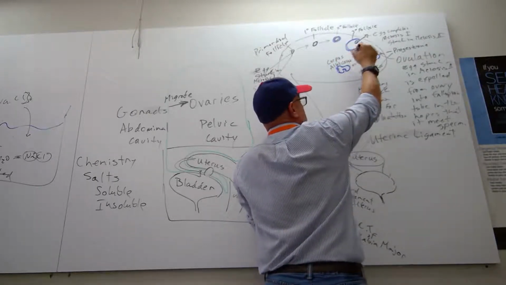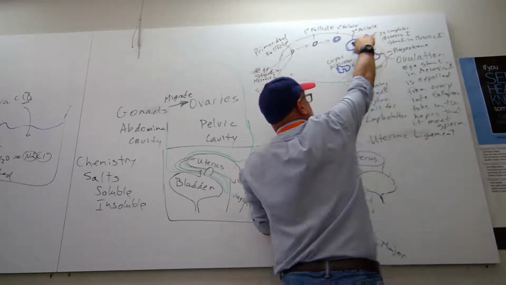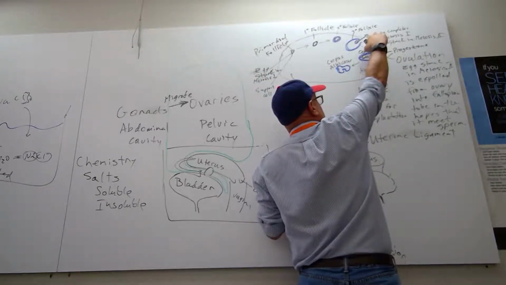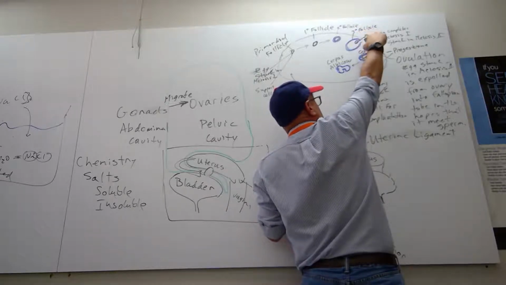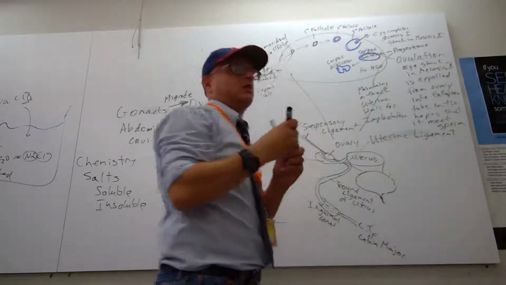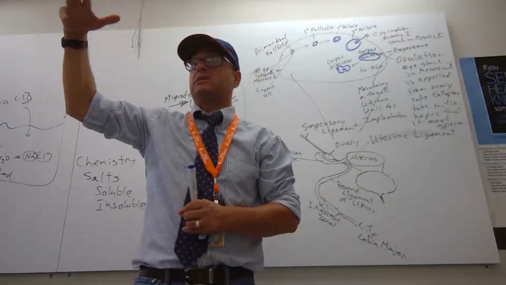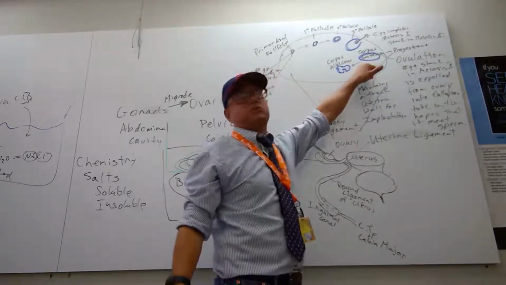albicans. Now there is one in between called the corpus hemorrhagicum, which is where there's a little bit of blood clotting occurring because of the broken uterine wall along with the tertiary follicle. I didn't write that in there, but it's there. Once it becomes the corpus hemorrhagicum, it seals again, becomes the corpus luteum.